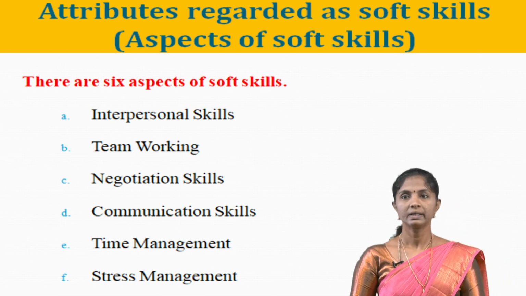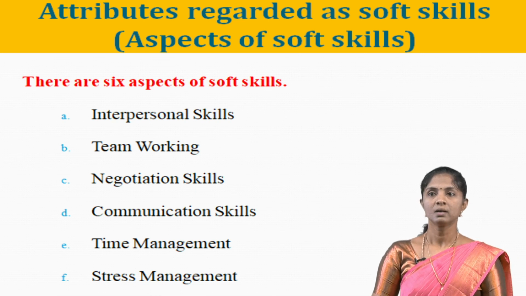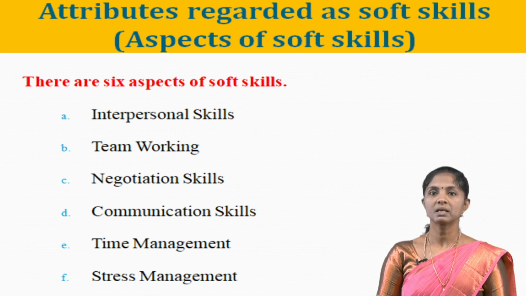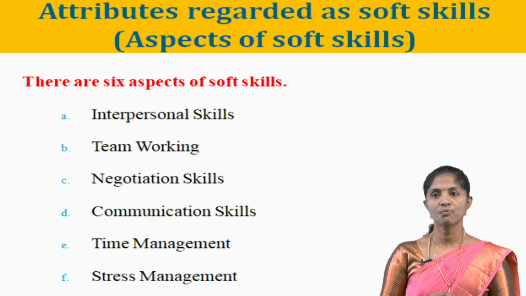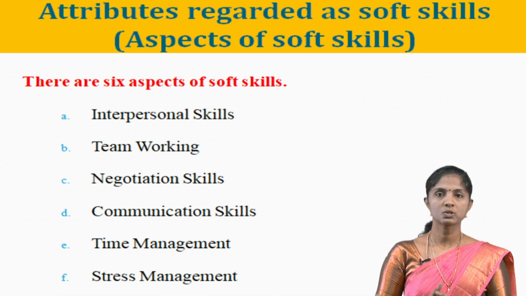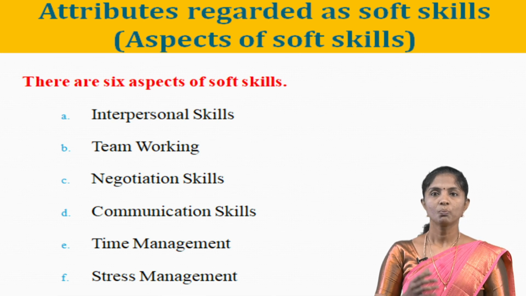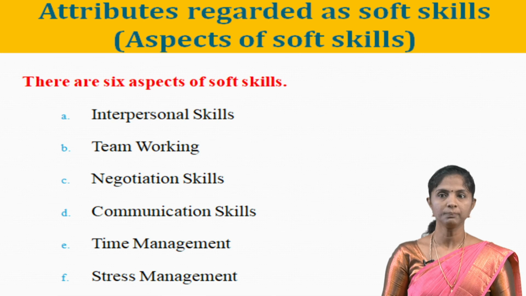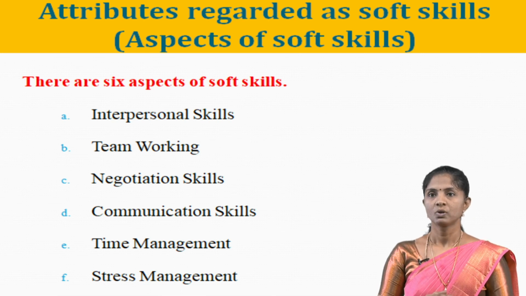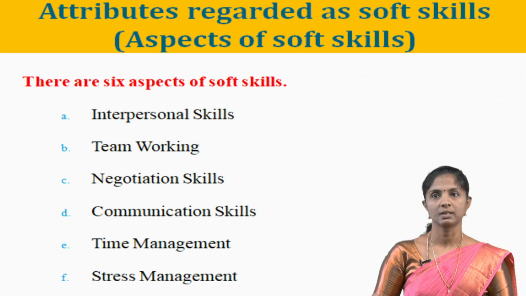Next one is team working. Esprit de corps is a French term. It means team spirit. All the members of an organization should have a sense of loyalty and work together for the success of the organization. So, you must have a skill to cooperate with the other members of your team and encourage them. So, it is also one of the attributes of soft skill.